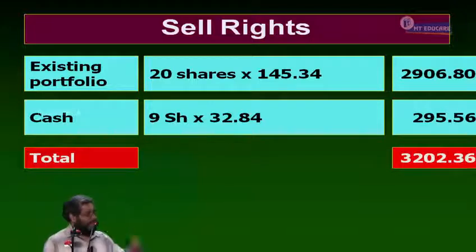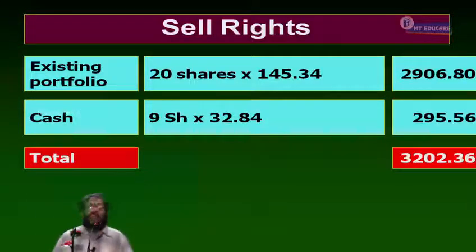3,202.36. Yes or no? Whether he exercises the right or sells the right, his wealth now becomes what? 3,202.56. Point number 1. Accepted. I'll tell you why his 3,000 rupees wealth became 3,202.56. What is the implication, and what should be the correct value for the right?